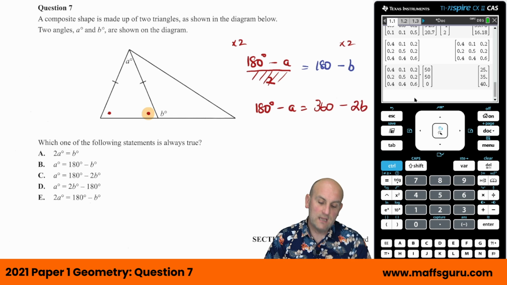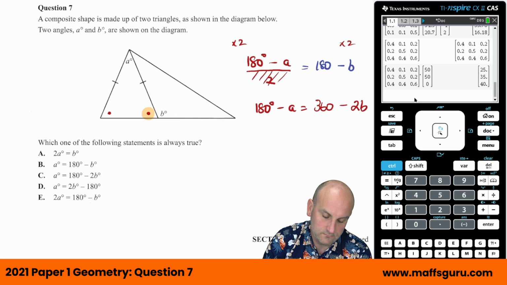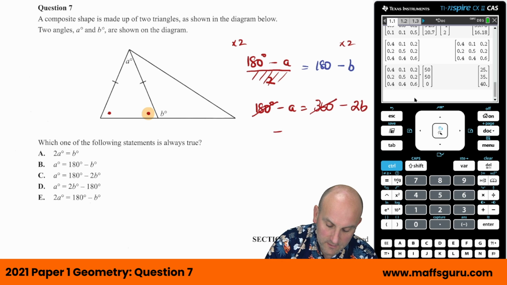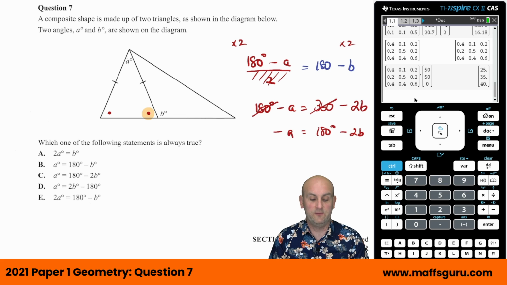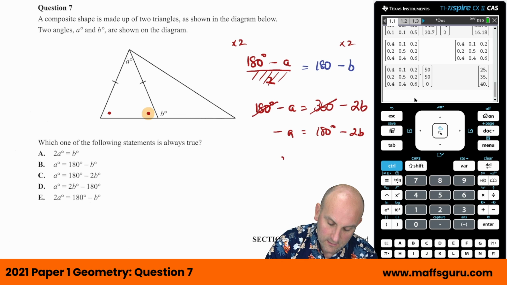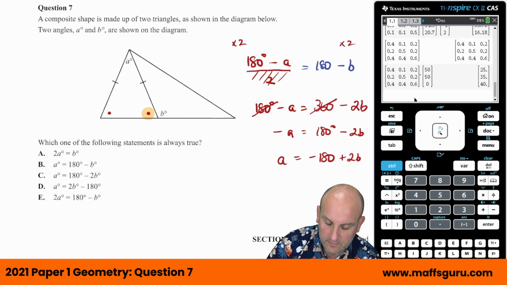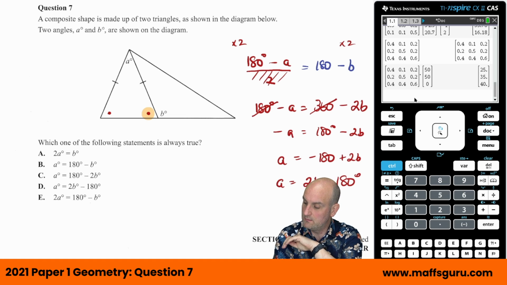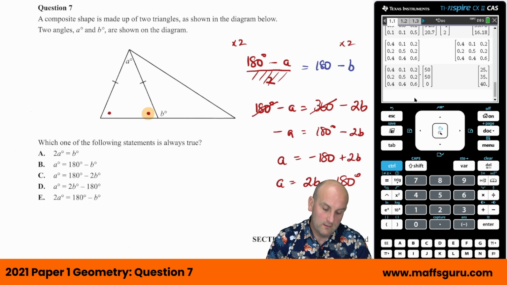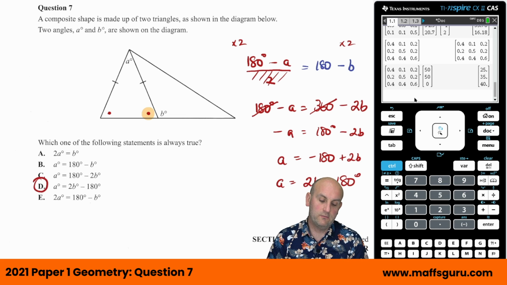All right, so I'm going to take away 180 degrees from both sides. That gives me minus A is 180 degrees minus 2B. Now what I can do is multiply everything through by minus 1, which gives me A is equal to minus 180 plus 2B, or A is equal to 2B minus 180 degrees. Oh, actually, that's D as my correct answer.